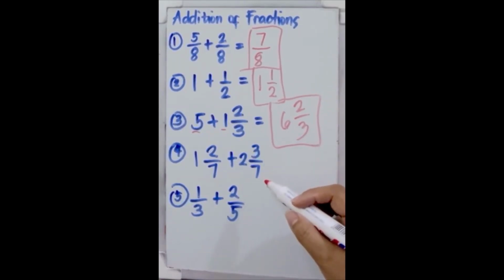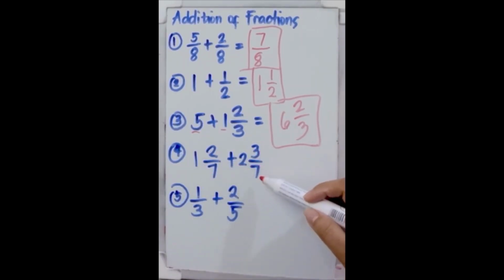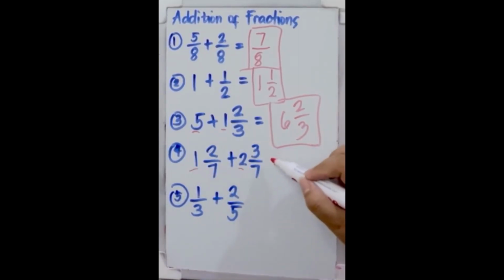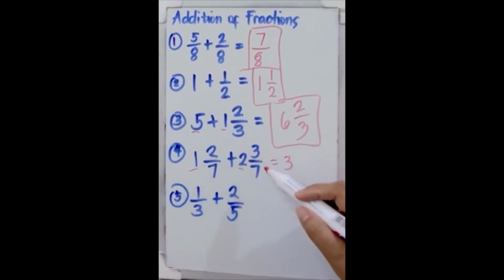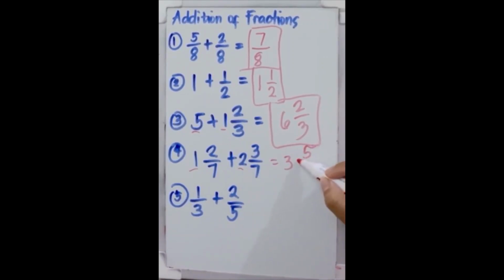Now for number 4, we have here mixed numbers: 1 and 2 over 7 plus 2 and 3 over 7. First, we will be adding the whole numbers. 1 plus 2 is equal to 3. Then add the numerators of the fractions. 2 plus 3 is 5 over 7. So your answer is 3 and 5 over 7.